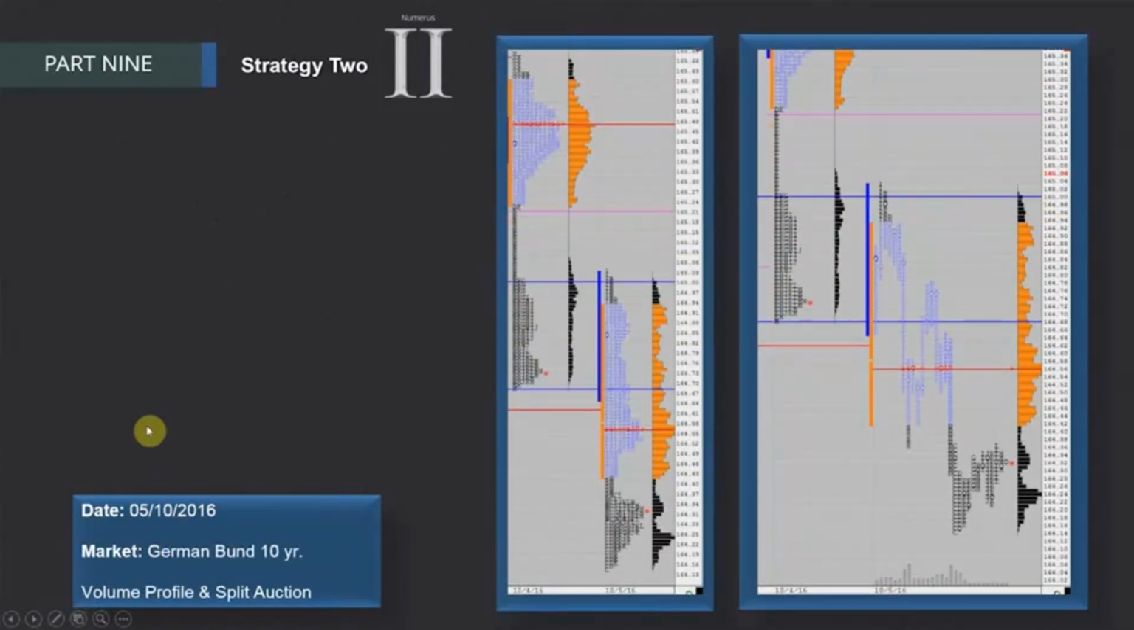Now, the second type of double distribution pattern you'd be able to see is where the market actually continues with the short-term trend, as in the example illustrated. In essence, what happens in this example is the market does attempt to fill out those single prints. It fails, and we see a little bit of two-way trade before the market then very quickly auctions in the opposite direction.